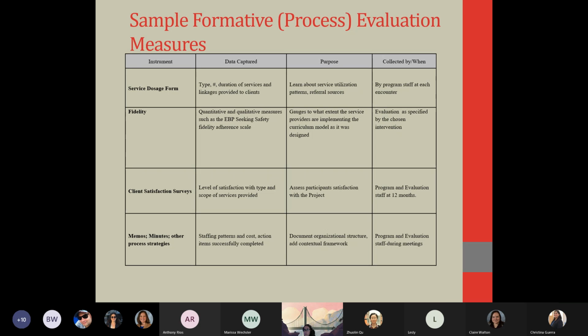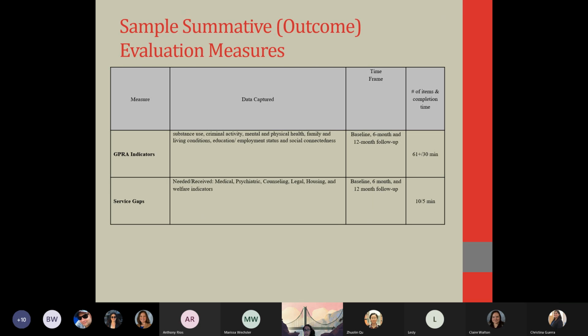But it's really hard to find qualitative measures used in summative evaluation. That's not very common. But anyway, so this is just an example I wanted to show everybody of the type of measures that were collected in this grant. And so here are the summative evaluation measures. So obviously these are both quantitative.